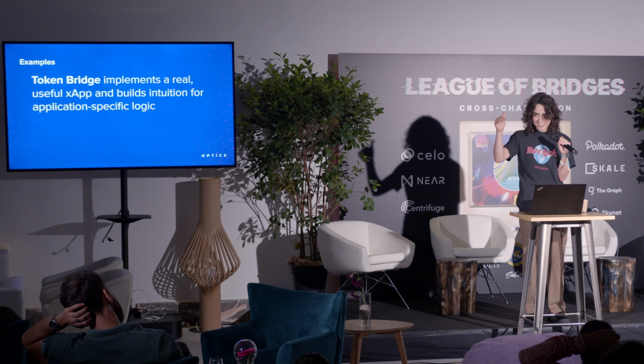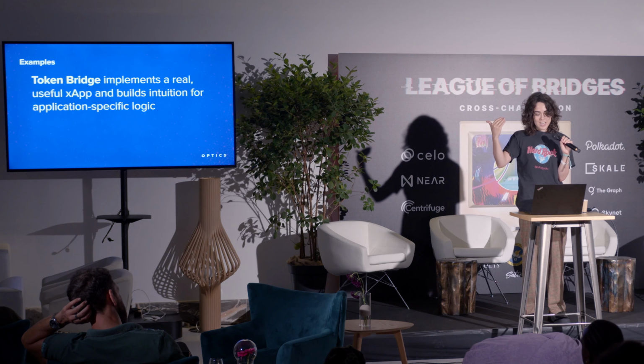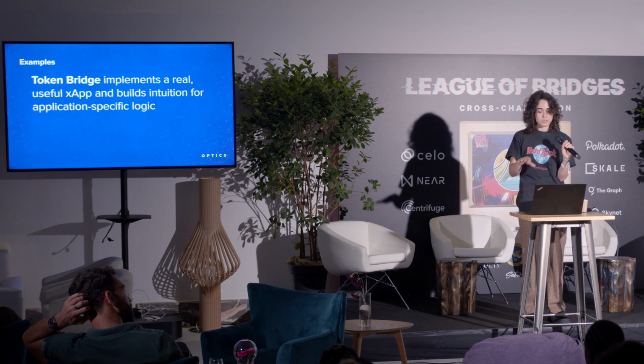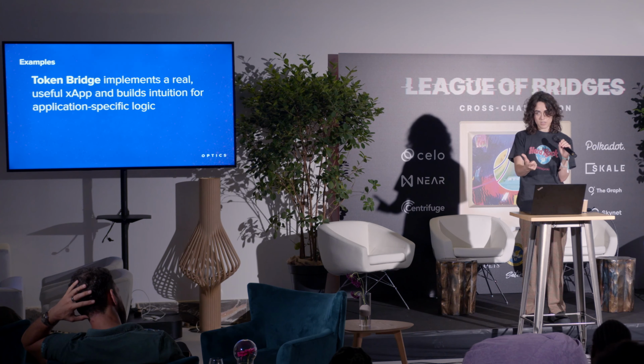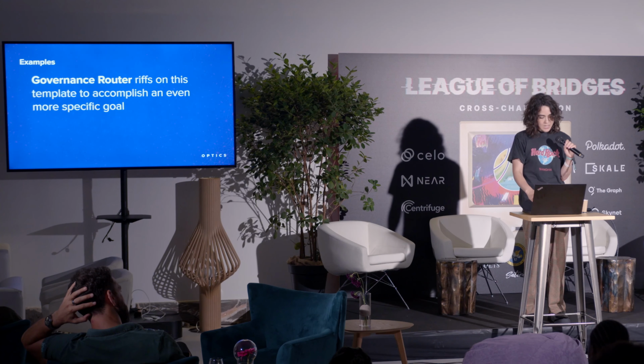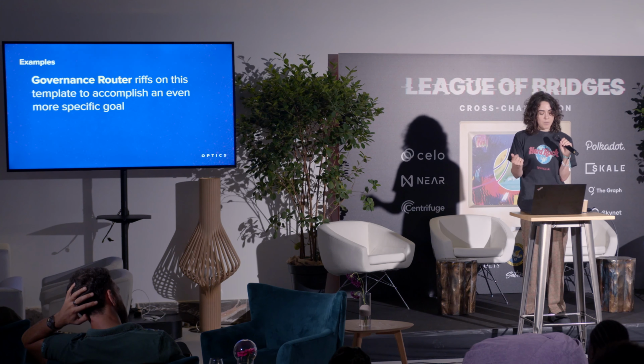Okay, stepping up a level in intensity, we've got the token bridge. This implements a real, useful xApp, and will hopefully build intuition for the design space for application-specific logic of these applications operating across chains. This is where we're getting into the realm of doing real stuff. And then finally, there's the governance router. It riffs on the original template to accomplish an even more specific and bespoke goal. This is the final level of complexity of xApps I've implemented right now.